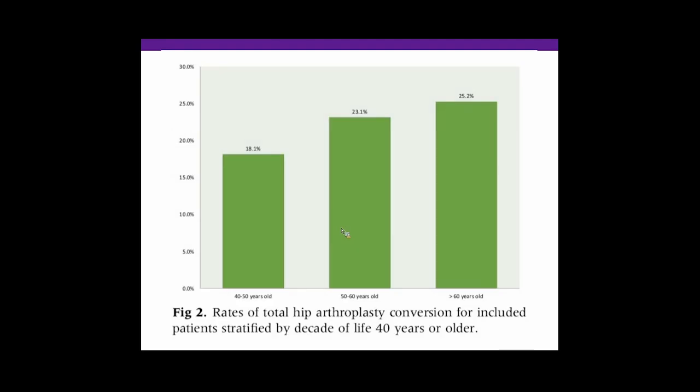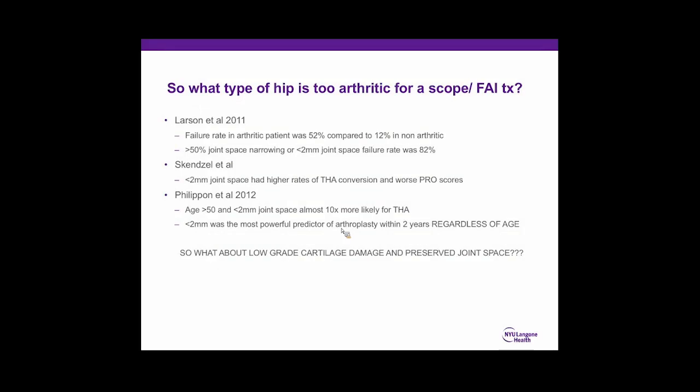And if you look at age ranges, if you look at 40 to 50, there was an 18% conversion to total hips, and greater than 60, about 25% to total hips within a year and a half.